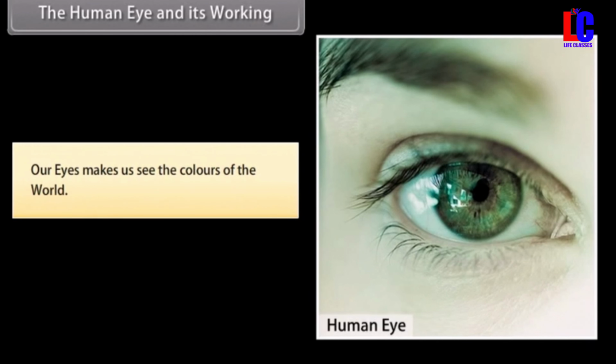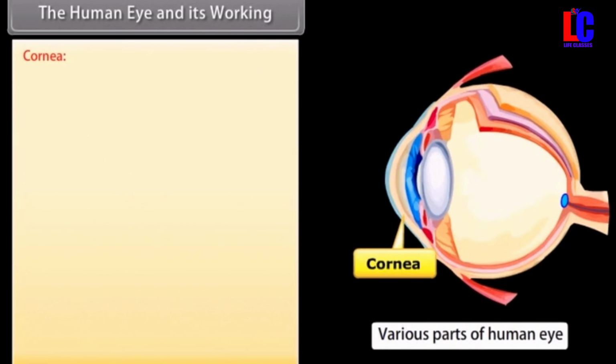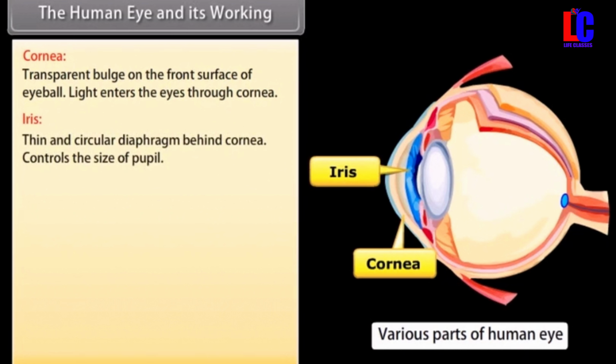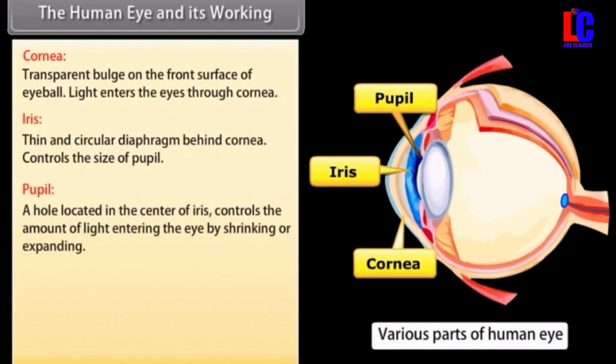Various parts of the eye along with their functions are: Cornea. It is the transparent bulge on the front surface of the eyeball. Light enters the eyes through the cornea. Iris. It is a thin and circular diaphragm behind the cornea which controls the size of the pupil. Pupil. It is a hole in the center of the iris that appears black and controls the amount of light entering the eyes by shrinking or expanding.